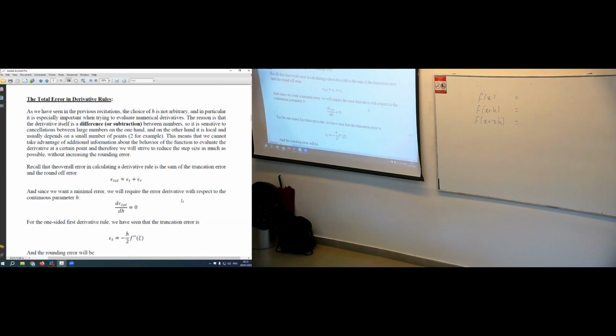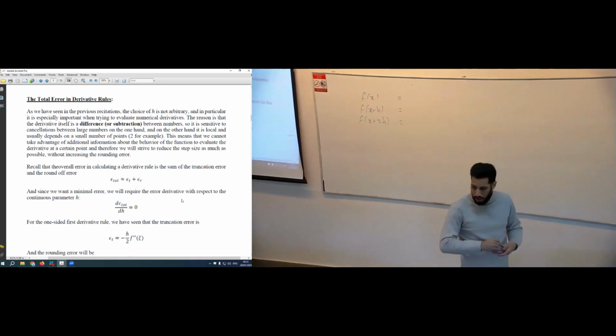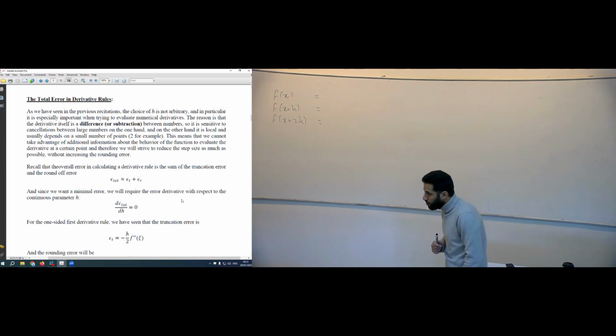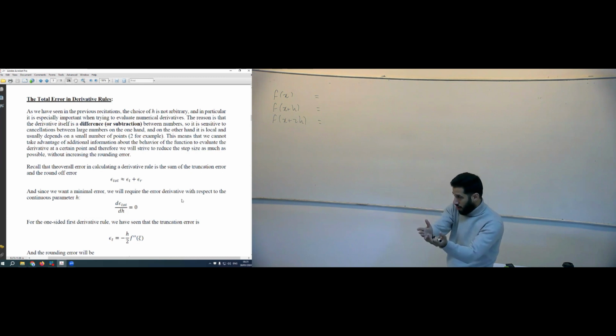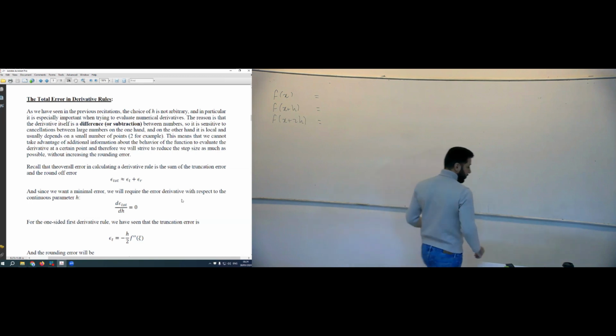And how, in the derivative, for example, of f(x+h) minus f(x) divided by h, how does the round-off error affect this? The error goes like what? It goes like the round-off error of the machine. It's the value of f at x plus h minus the value of f at x. So it's somehow the subtraction between two round-off errors divided by h. So it goes like h to the minus one.